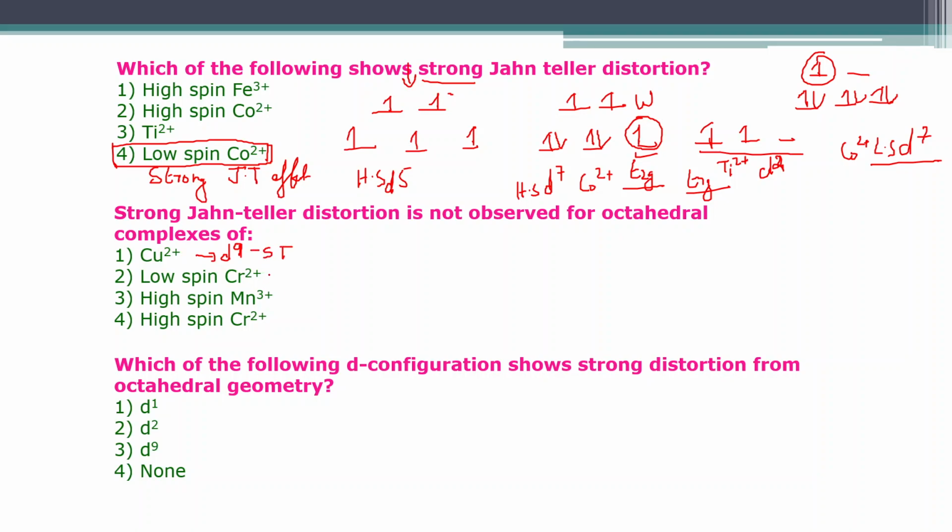Then we will look into low spin chromium 2+. Chromium 2+ means it is having a d4 configuration, and if it is low spin, the arrangement is that 3 electrons are arranged in the t2g, and the fourth will pair in the t2g itself. It is an example of weak Jahn-Teller.